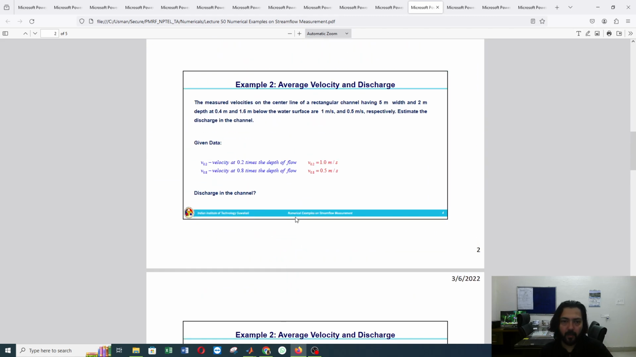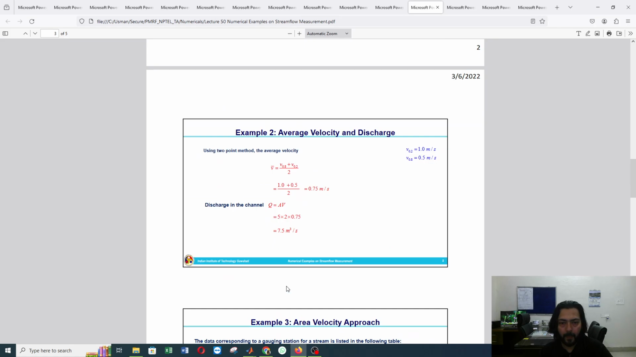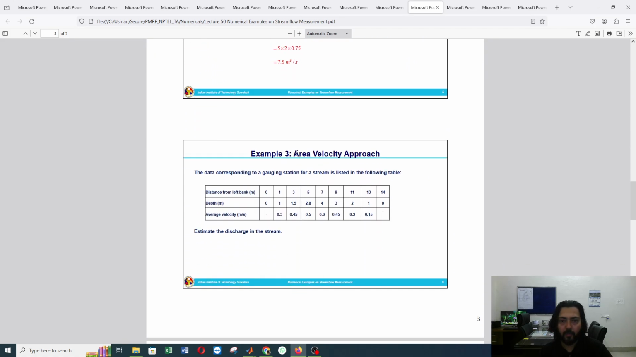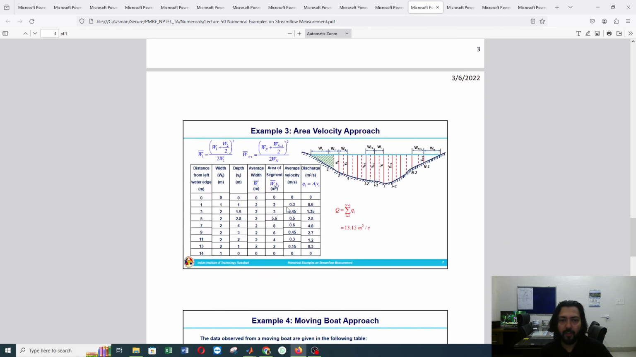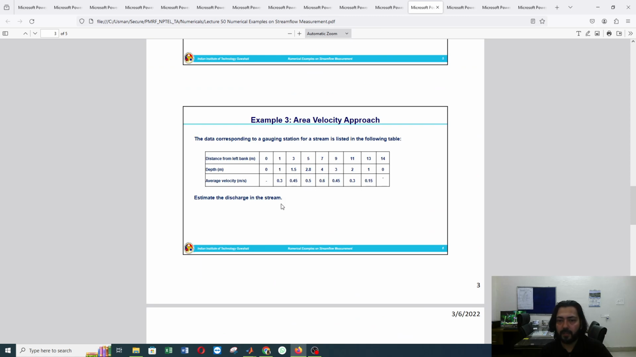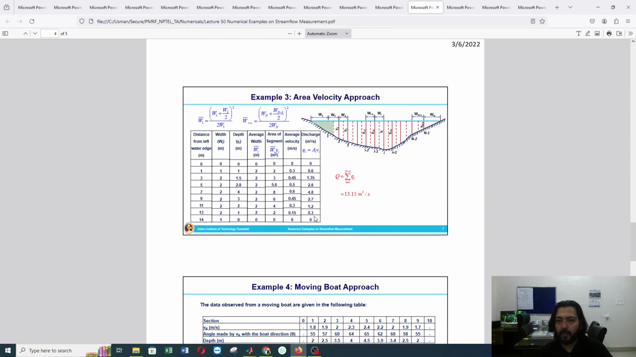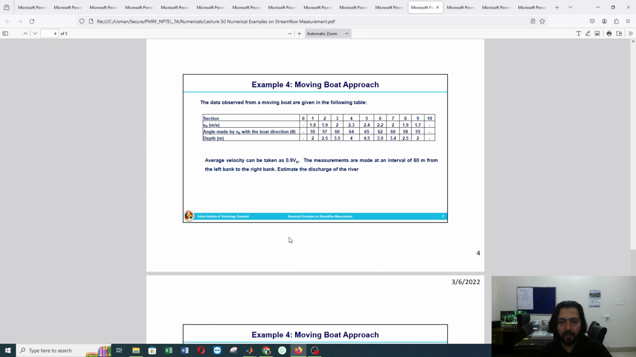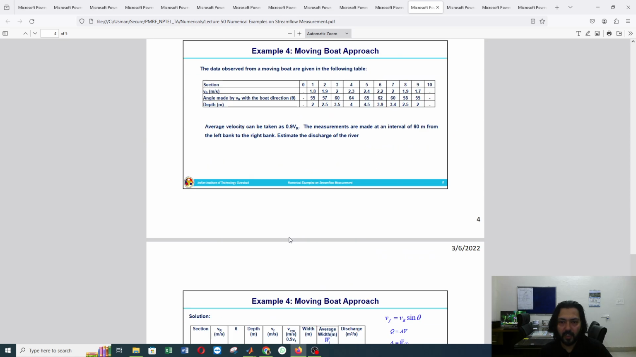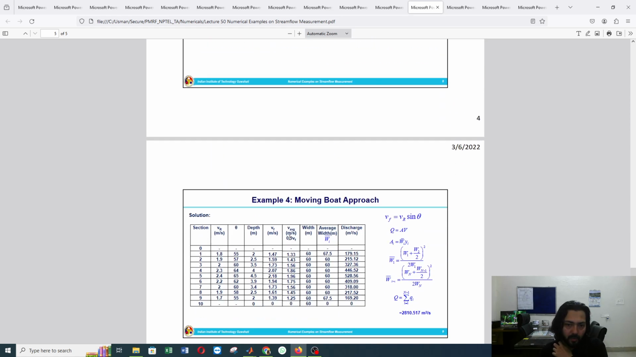So we have to remember the 1-point method and 2-point method approach that we have seen in the class. Then the important numerical was the area velocity approach, where we have seen the calculation, how we have to take the average width and multiply with the depth, and then we'll get the area, and then we can multiply that area with the velocity value which is given to us. So area into velocity will give you the corresponding discharge for each section, and then you can take the total of that and you can get the overall discharge. Then we have seen the moving boat approach. So the moving boat approach and the area velocity approach are similar to solve.